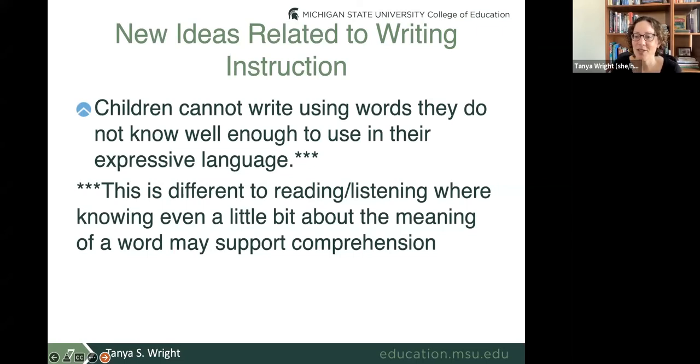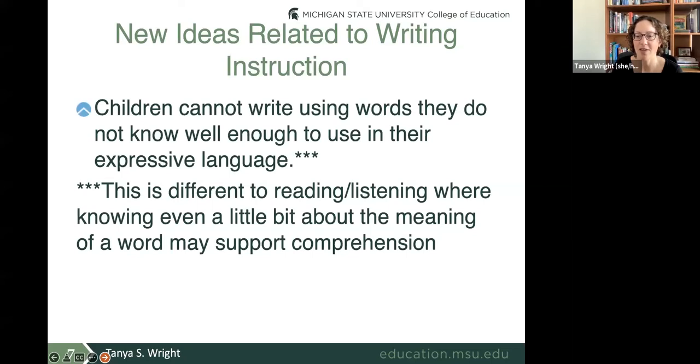Maybe to support comprehension a little bit, right? Maybe we know part of the word meaning, maybe we know the prefix. It can give us a sense, oh, that word is something a bit negative, or a bit positive, right? That helps us to understand something about the text or something about what someone's saying. But we need a lot more word knowledge to use a word in our expressive language.